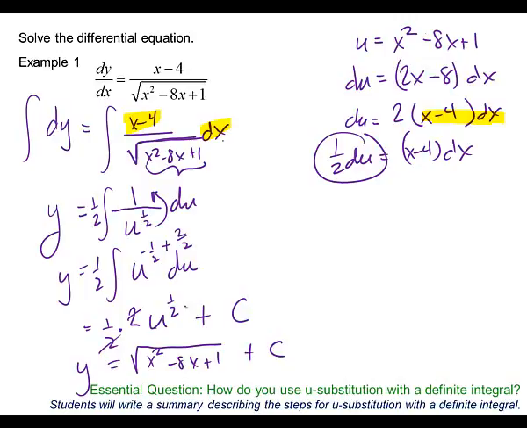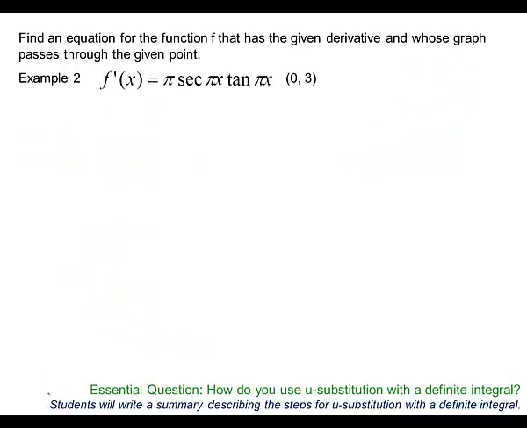All right, let's do one more that has a weird setup. Oh, we haven't done one of these in a while. Check out these instructions. Find an equation for the function that has the given derivative and whose graph passes through the given point, okay? So this is the thing where we have to solve for c. These instructions mean solve for c, okay? Because we are given a point.